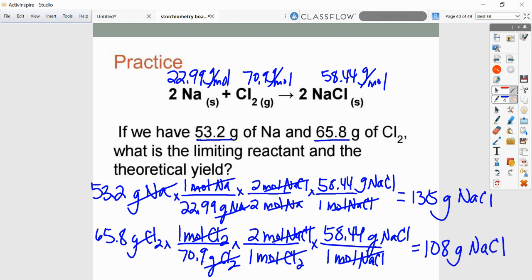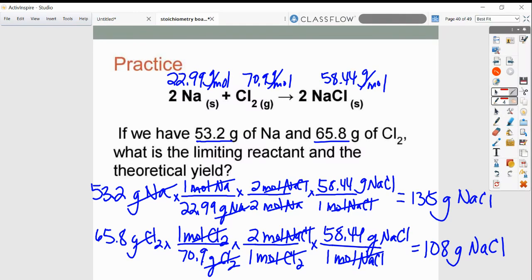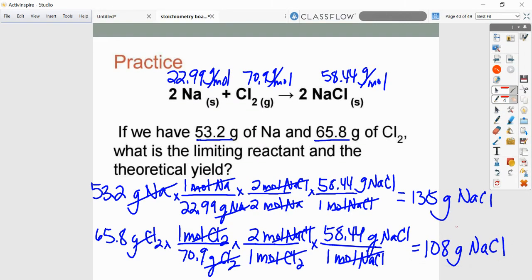Now, what I did want to note is that I did go to grams in this case. If you were only determining, and it did not say, you could also determine the limiting reactant by stopping at moles and saying the theoretical yield in moles. In this case, what we find is that our theoretical yield is going to be 108, so that would be the theoretical yield. And then the limiting reactant is going to be the chlorine.